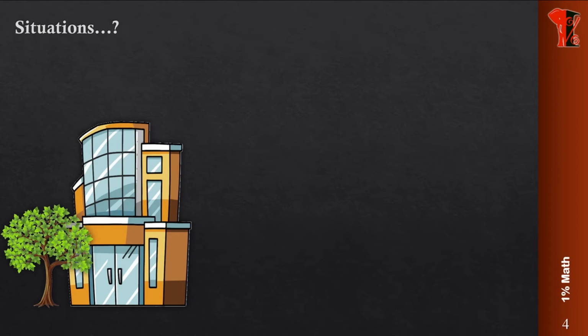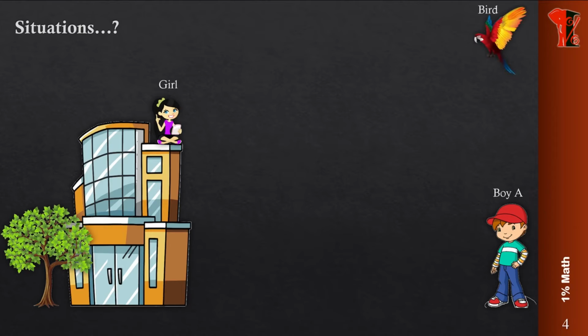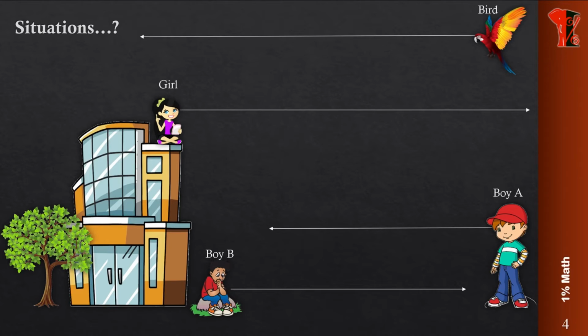Let us consider a building with a girl sitting on it, then a boy, a bird and another boy. If we draw a horizontal line, we will get lines like this. Remember, all horizontal lines are parallel. These are the lines of sight. Let us consider the bird is watching the girl. That means the bird has tilted its head down. It is going to be the angle of depression. If the girl is watching the bird, she has to raise her head. It is going to be the angle of elevation.